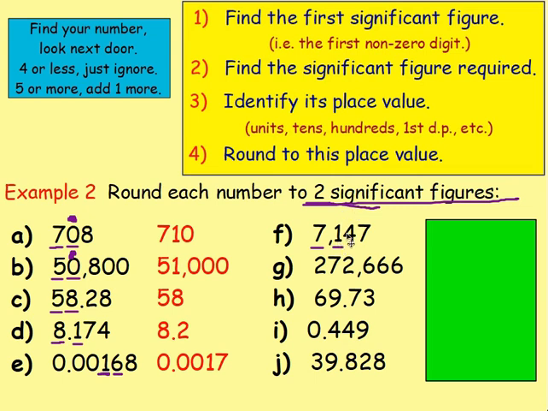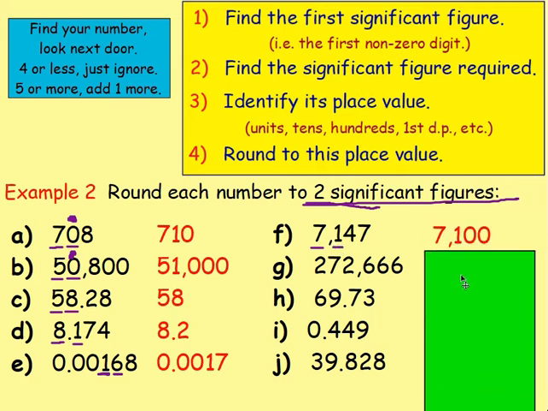So we find our number. We look next door. It's 4 or less, so we just ignore it. And we're rounding this to the nearest 100, so that will stay as 7,100.